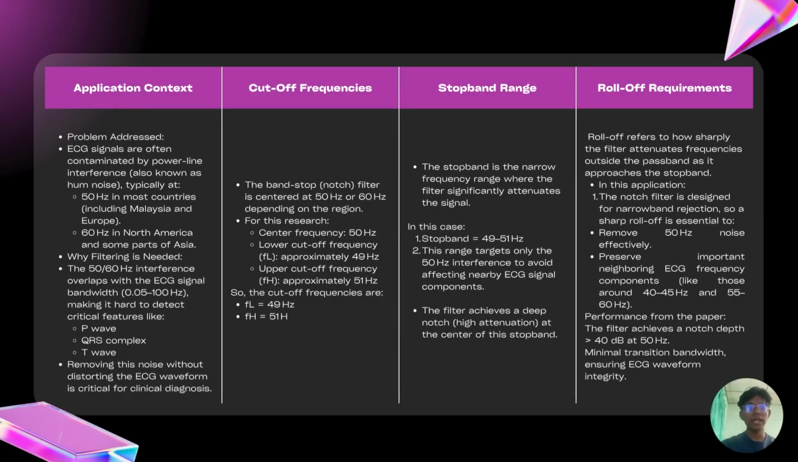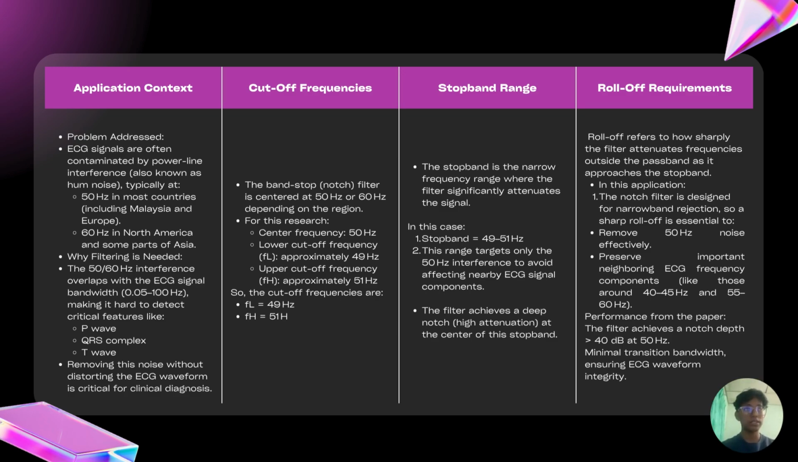And for the last part, analyze application requirements. For the first one, application context. The problem we address here is that ECG signals are often contaminated by power line interference, also known as hum noise, typically at 50 Hz in most countries, including Malaysia, and 60 Hz in North America and some parts of Asia. While filtering is needed, the 50 or 60 Hz interference overlaps with the ECG signal bandwidth of 0.05 to 100 Hz, making it hard to detect critical features like the P wave, QRS complex, and T wave. Removing this noise without distorting the ECG waveform is critical for clinical diagnosis.